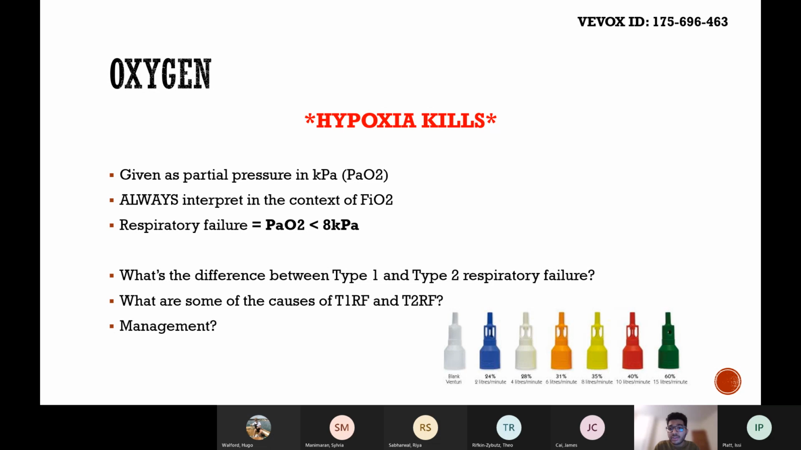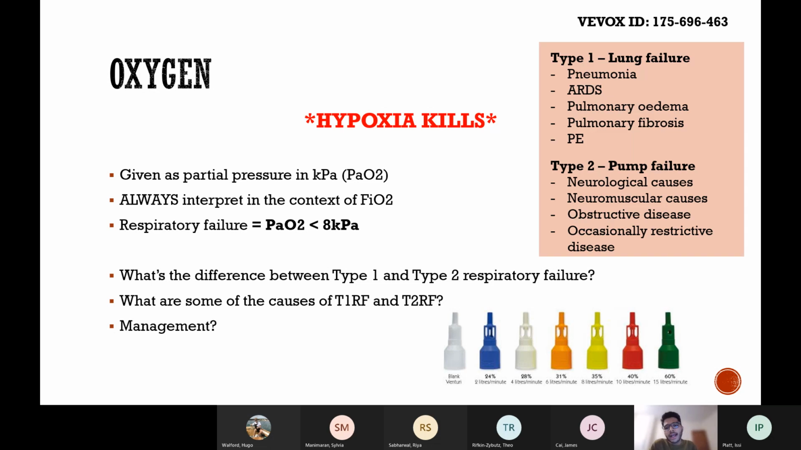That usually happens in COPD. So for example, if they've got a green on, you know that they've got 60%. You don't need to memorize these colors. They are printed on the valves themselves. And you can also have a look at various different resources for finding out how much oxygen someone's on compared to how many liters per minute they're breathing in.